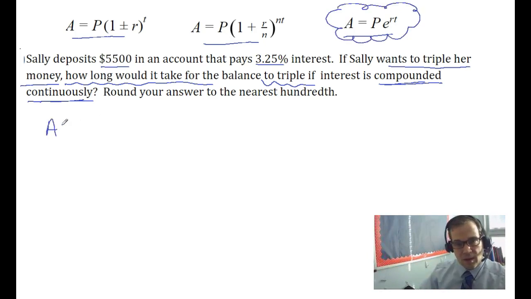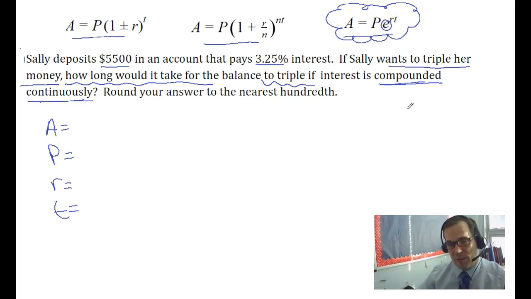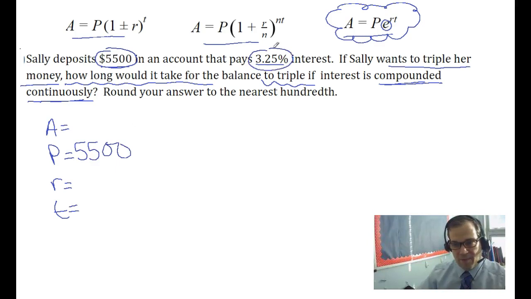So I need to fill in 3 of these 4 unknowns. Keep in mind that this e is that constant, 2.718-ish. It's a button on the calculator. But A, P, R, and T are all variables. As I read the problem again, we see that Sally deposits $5,500. That's the amount of money she's starting with, so that will be the principal.